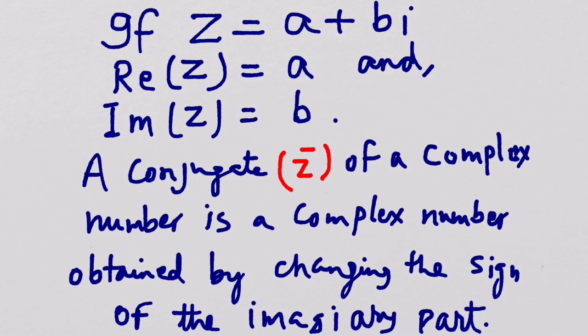So the conjugate is written in this form: we write z as a complex number and we put a bar over it, and we call it the conjugate. The conjugate of a complex number is a complex number obtained by changing the sign of the imaginary part. We have already discussed the imaginary part. If we change the sign of the imaginary part, that means if we change the sign of b in a complex number, then we get the conjugate.